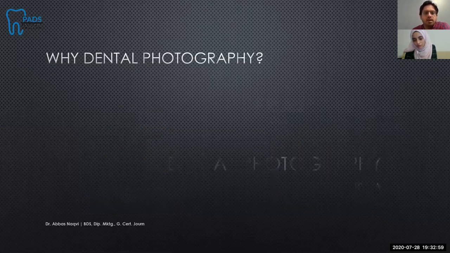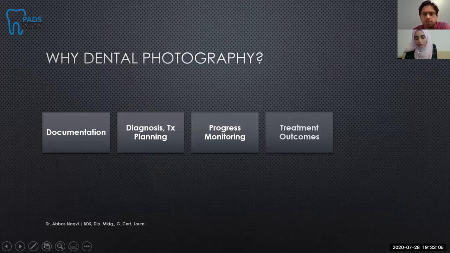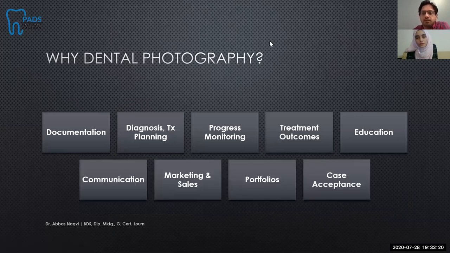The overview: why do we need dental photography? For documentation, for diagnosis, for treatment planning, for progress monitoring, for treatment outcomes, for education, for communication, for marketing and sales, for creating a portfolio of case reports for yourself, and improving case acceptance. This last part is very, very important. It is not talked about a lot in the third world, but increasing case acceptance means when you show your patients a bit more of what you do and how the treatments help the outcome, they tend to accept your treatment more.